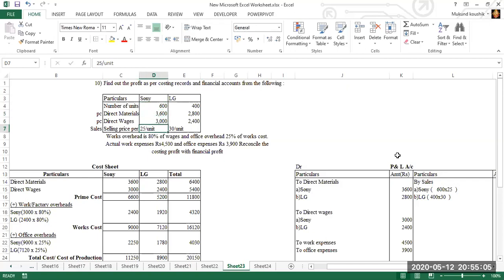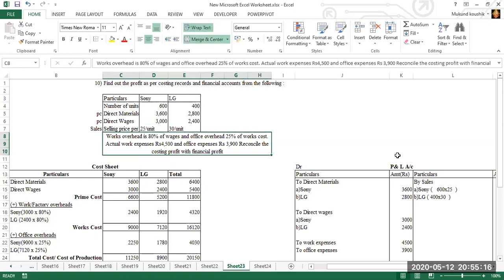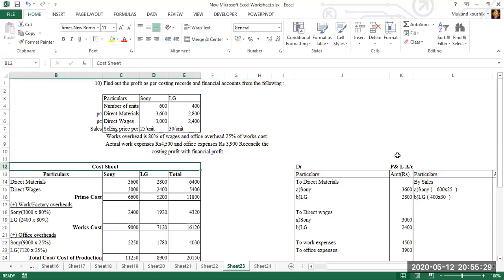Sales is also the same in both cost accounting and financial accounting, because in both the cost sheet and the P&L account we multiplied the number of units by the selling price. So the difference will be only in the works expenses and office expenses, because under the cost sheet we absorb the overheads based on predetermined rates, or overhead rates. That means we're preparing a cost sheet.